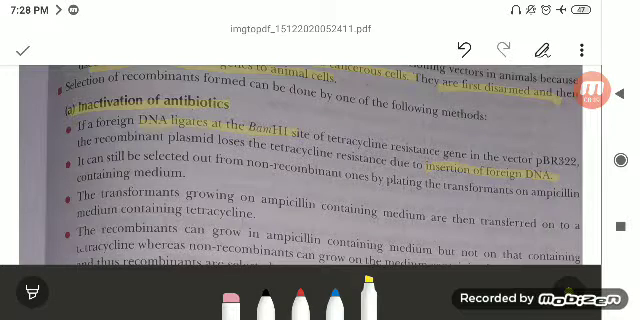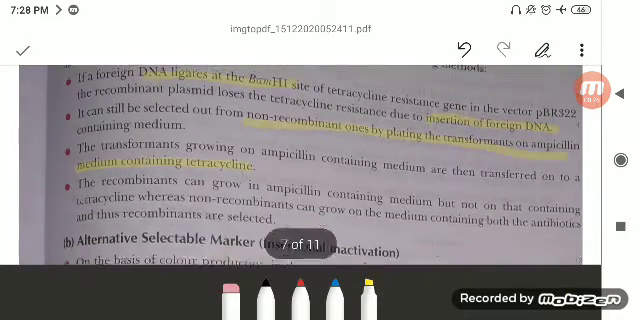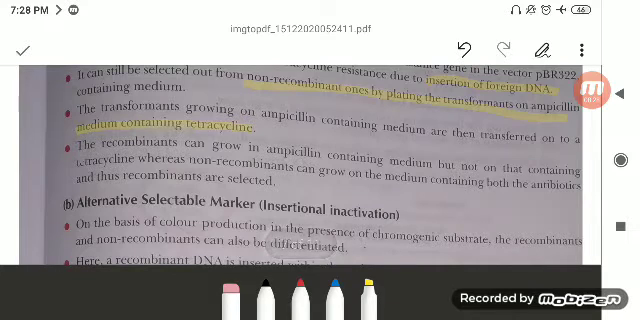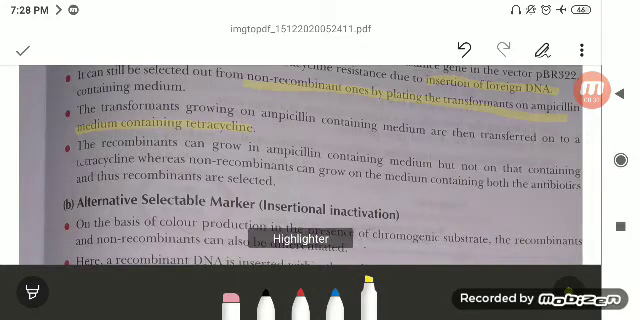It can still be selected out from non-recombinant by plating the transformant on the ampicillin containing medium. The transformants growing on ampicillin containing medium are then transferred to the medium containing tetracycline. Recombinants can grow in ampicillin containing medium but not in tetracycline containing medium, whereas non-recombinants can grow on the medium containing both antibiotics, and thus the recombinant can be selected.